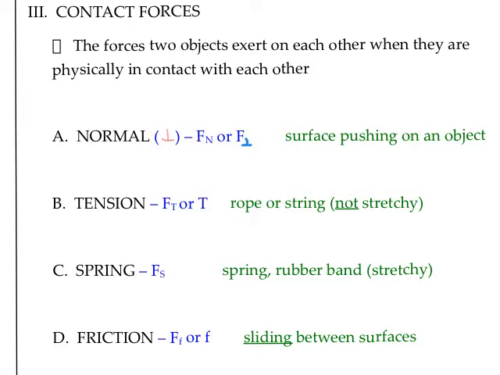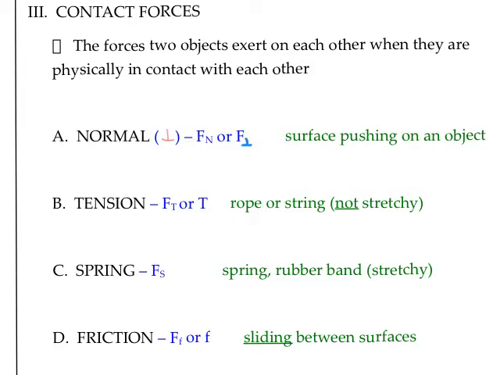The next force is called tension, and it can be represented with an F as a subscript of a T, or you might see just a capital T by itself. A tension force is provided by any type of rope or string. It can be a cable, it can be a chain, it can be anything like that that's not stretchy. So typically we'll think of whenever an object is hung, then it's going to hang from something that will provide a tension force. So as long as that doesn't stretch, it's considered a tension.